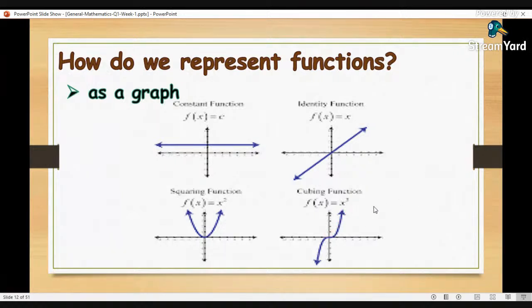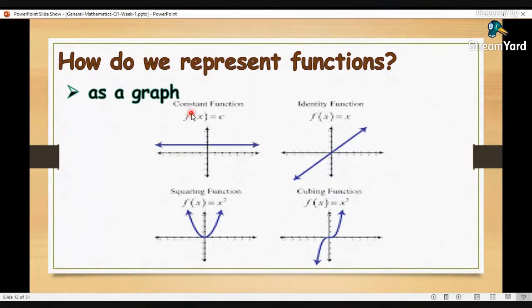So how are we going to identify if a graph is a function or not? It is by the vertical line test. The vertical line test uses a line that is standing upright. When a vertical line passes through the graph at 2 points, therefore, it is not a function.